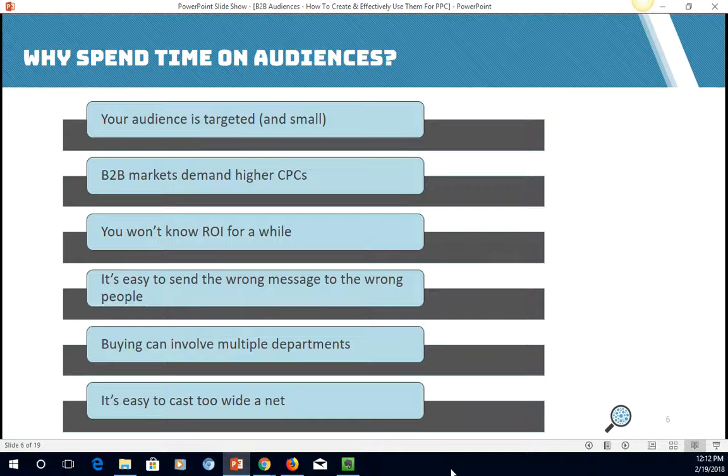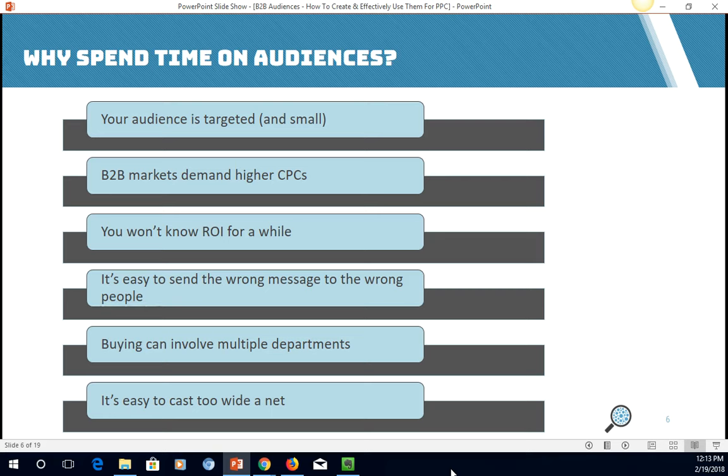In the B2B markets, they tend to demand higher CPCs. So if you're spending $20 to $30 per click or more, you want to make sure that you're not paying for that for someone to come to your site or to your content that isn't going to be highly interested in what you're offering. You won't know ROI for a while.